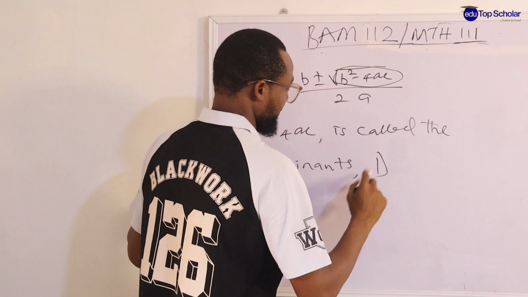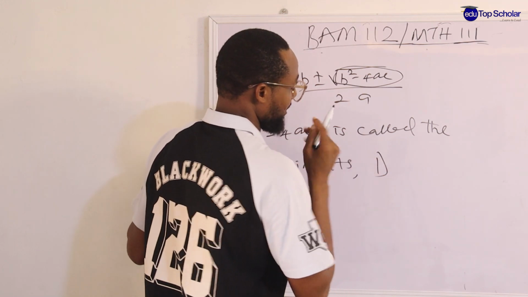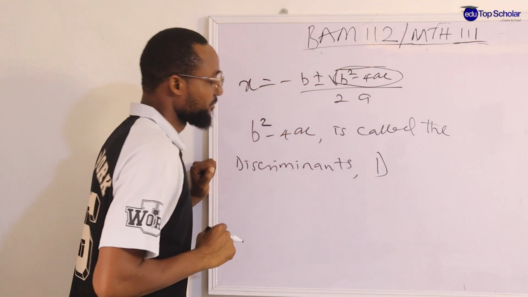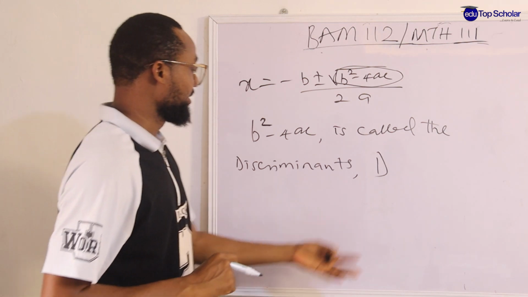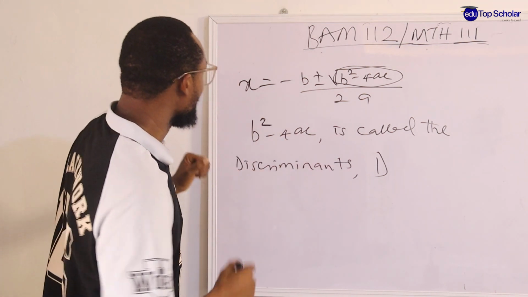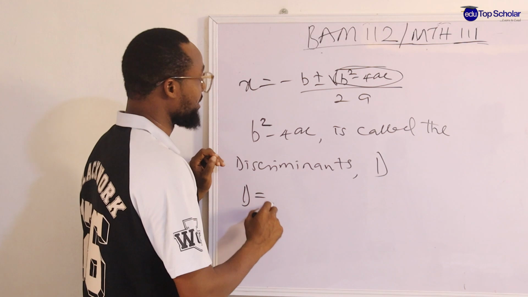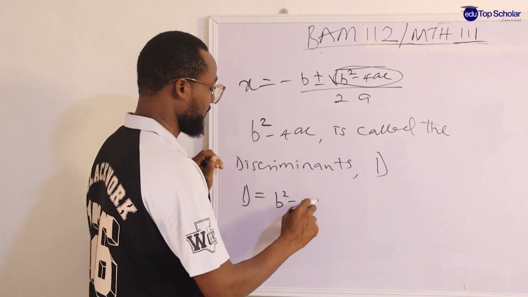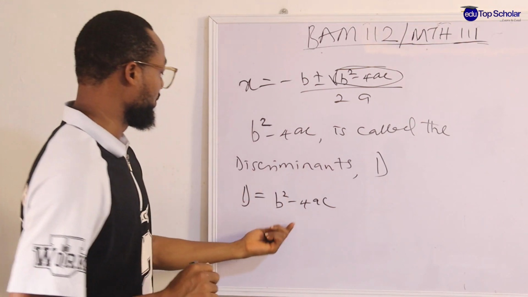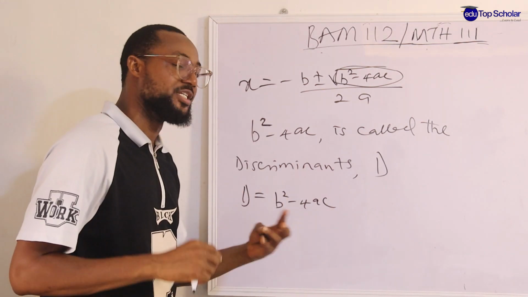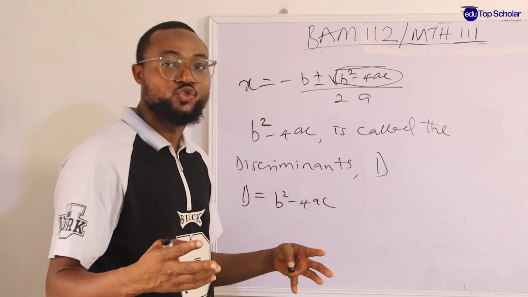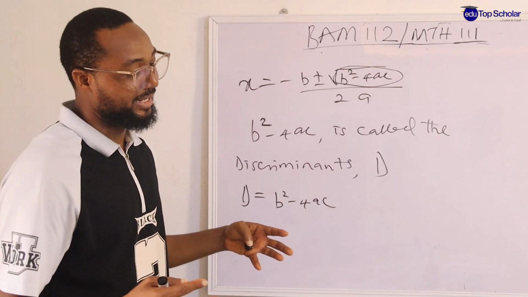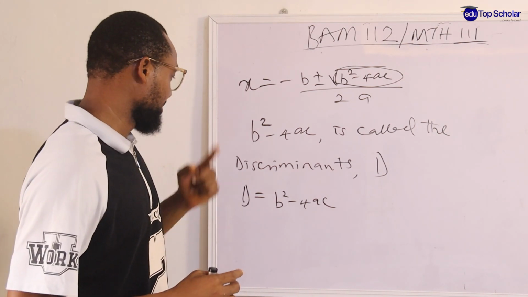Let's denote this with letter D. So we say denoted by D. Therefore, if we have D, which is equal to b squared minus 4ac, we want to use this to discuss the nature of the roots of quadratic equations.